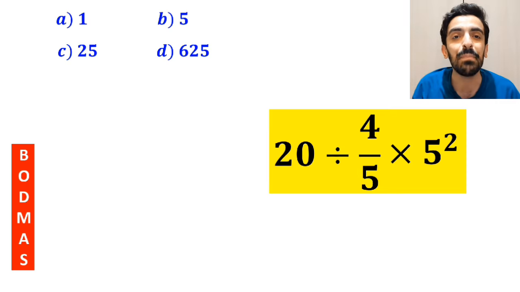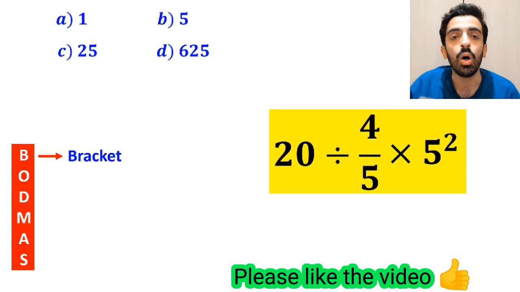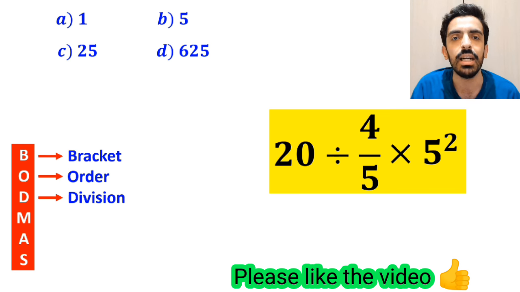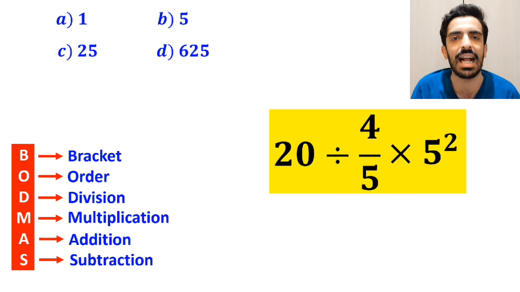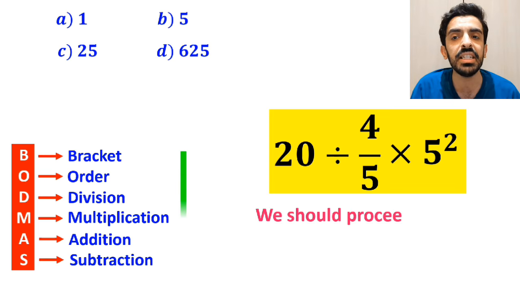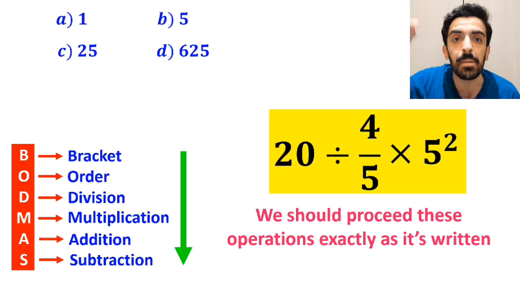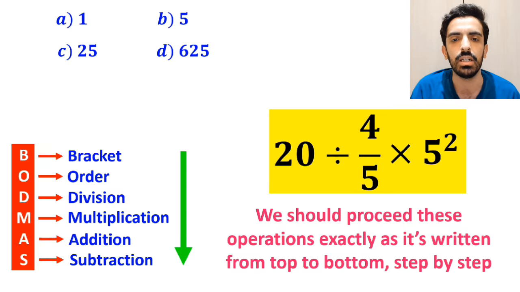And in this rule, B stands for bracket, O stands for order, D stands for division, M stands for multiplication, A stands for addition, and S stands for subtraction. We should proceed these operations exactly as it's written from top to bottom step by step.